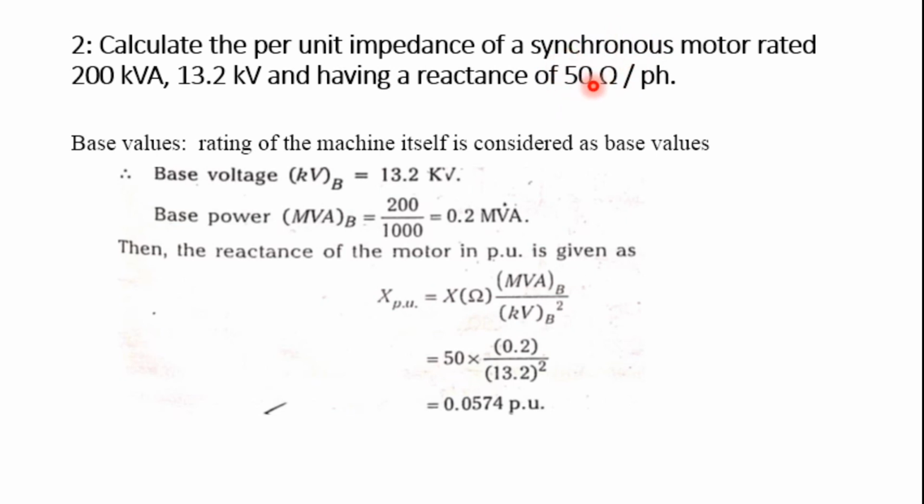You have to be very careful here. Sometimes they will give the value in terms of ohm, sometimes in terms of percentage, and sometimes in terms of per unit. You have to be cautious while considering the reactance or the impedance. Here it is 50. MVA base is 0.2; no need to multiply by 10 to the power of 6, it is just 0.2 MVA. The kV value is similarly 13.2. You will get the value 0.057448.